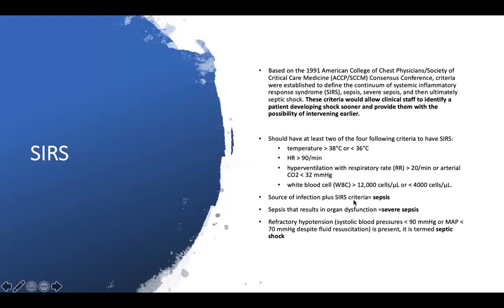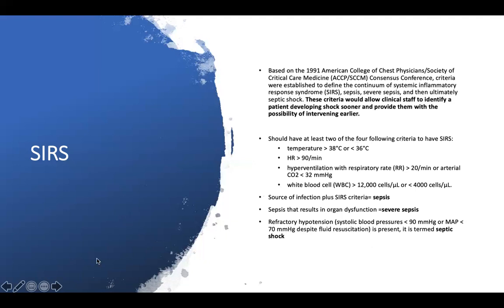Sepsis is SIRS plus a source of infection. Severe sepsis is organ dysfunction plus sepsis. Refractory hypotension that does not respond to fluids is termed septic shock. And again, that's your systolic less than 90 and MAP less than 70. So it's really worth your while to sit down and go over these definitions.